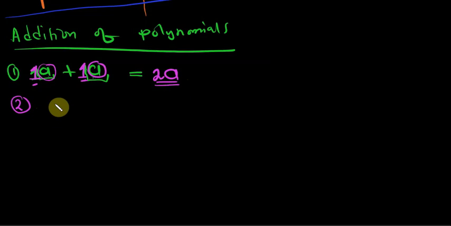Let's do another one. What if we had a plus 2a? If you can do this one, just do it quickly with me. So a plus 2a. a and a are the same. The coefficient of the first term is 1. The coefficient of the second term is 2. So if the variables are the same, which is a and a, you just write it on the other side of the equal sign, and then you add the coefficients. 1 plus 2 gives you 3, so 3a. Okay, so far so good.